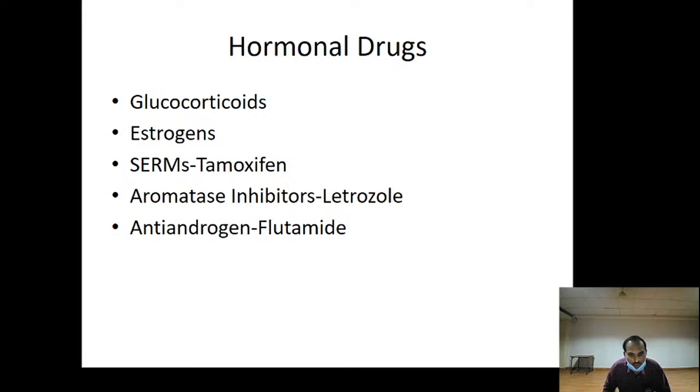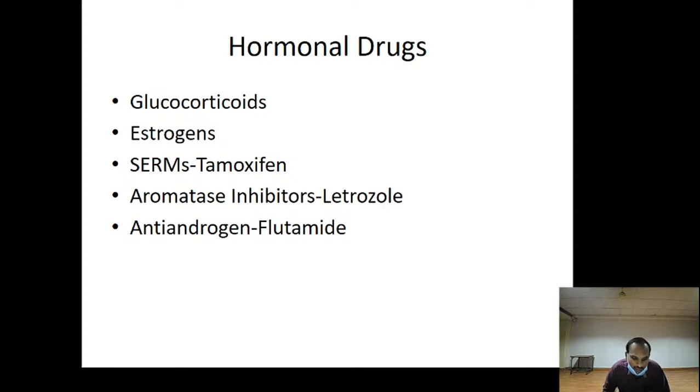Sargramostim. So molgramostim and sargramostim are granulocyte macrophage colony stimulating factors. They will not only increase the granulocytes, they will also increase the monocyte count. Monocytes gradually become macrophages. So granulocyte macrophage colony stimulating factor is molgramostim. Both are used in bone marrow depression that happens secondary to anti-malignancy drug usage.